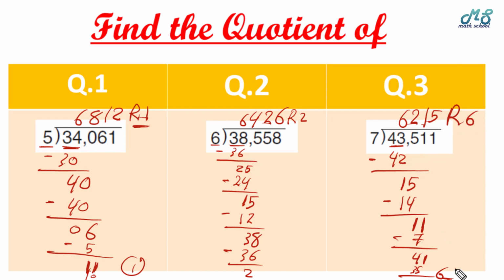Don't forget, guys, the remainder 6 is less than 7. The remainder 2 is less than 6. The remainder 1 is less than 5. To check your answer, guys, just multiply the quotient by the divisor, then add the remainder to get the number, which is the dividend.